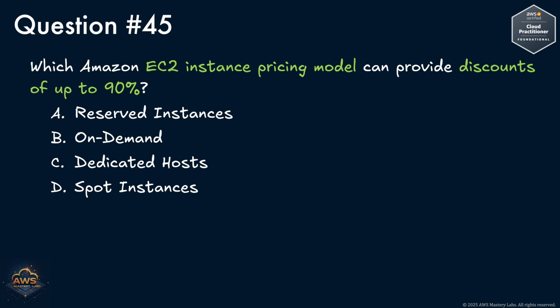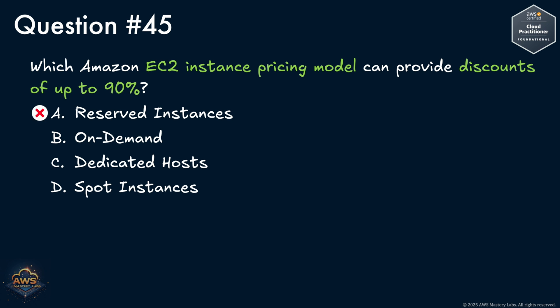Let us identify and interpret key phrases in the question that will help with answering it. This question targets the Amazon EC2 instance pricing model that can offer the deepest cost savings, up to 90%. The key phrase here is up to 90%, which points to highly variable, steeply discounted pricing, typically used for non-critical, fault-tolerant, and interruptible workloads. It's also important to distinguish between models that offer predictable long-term savings versus those designed for cost efficiency under flexible conditions.